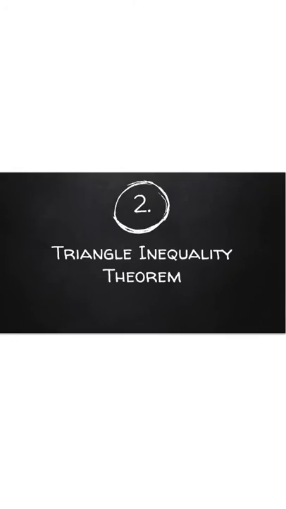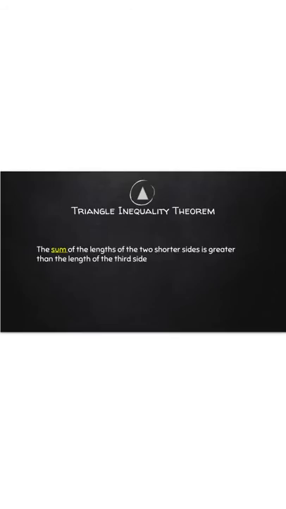Now let's look at the triangle inequality theorem. The triangle inequality theorem states that the sum of the lengths of the 2 shorter sides is greater than the length of the 3rd side. So when you look at the 3 lengths of a triangle and you take the 2 smaller sides, when you add them up, they must be greater than the length of the 3rd side for it to be a triangle. Let's look at some examples.